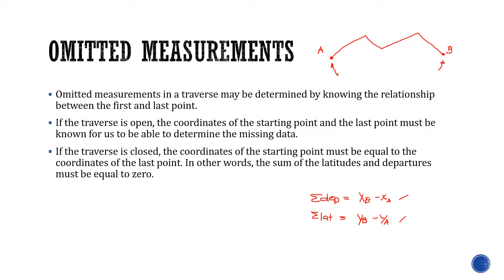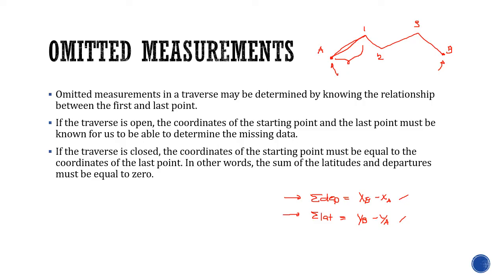Kasi kunyari mangyari niyan, itong line na to nawawala. Kunyari this is 1, 2, 3. So yung line A1, kunyari nawawala yung length and bearing. Kapag nawawala yun, kailangan lang natin kunin yung departure and latitude of A1, para makuha natin yung length and bearing. Kung may departure latitude, kaya mong isolve yung length and bearing niya. Papakita natin yan mamaya. Now, paano mo makuha yung departure and latitude? Using this equation, using this relation. So yun yung pwede mong gawin.